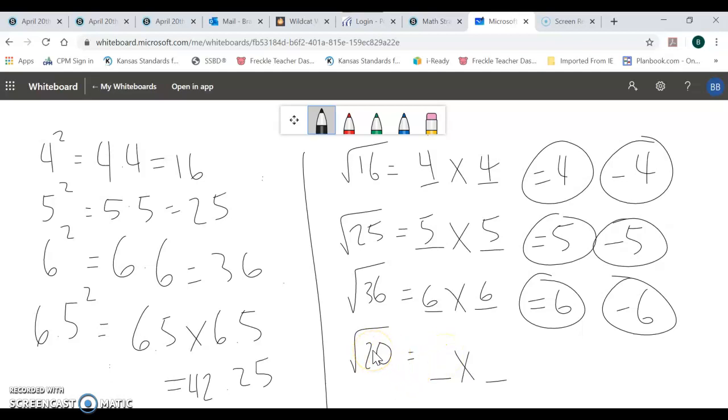Well, if you try all the regular numbers, you try 2 times 2, 3 times 3, 4 times 4, 5 times 5, you're trying all of them, and you're not getting 20. You're trying it out, and you're like, oh, 4 times 4 is 16, 5 times 5 is 25. I went right past 20. I don't know what to do.